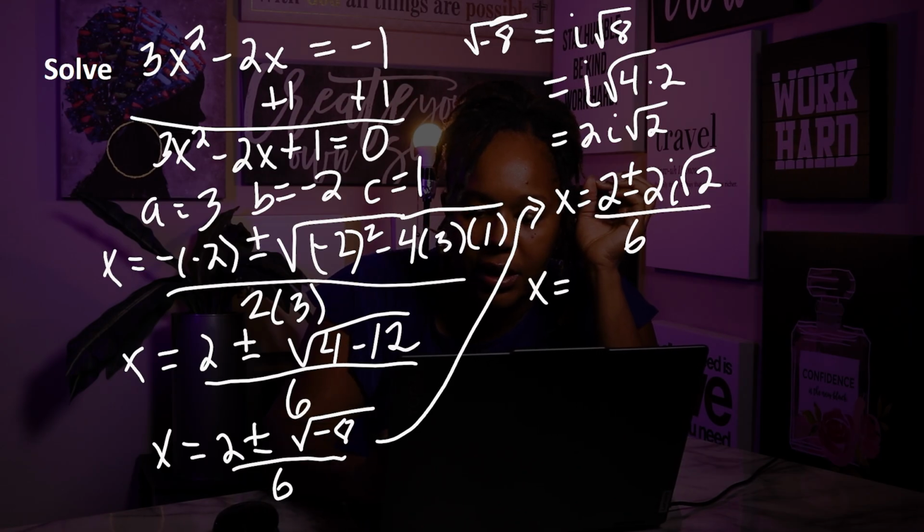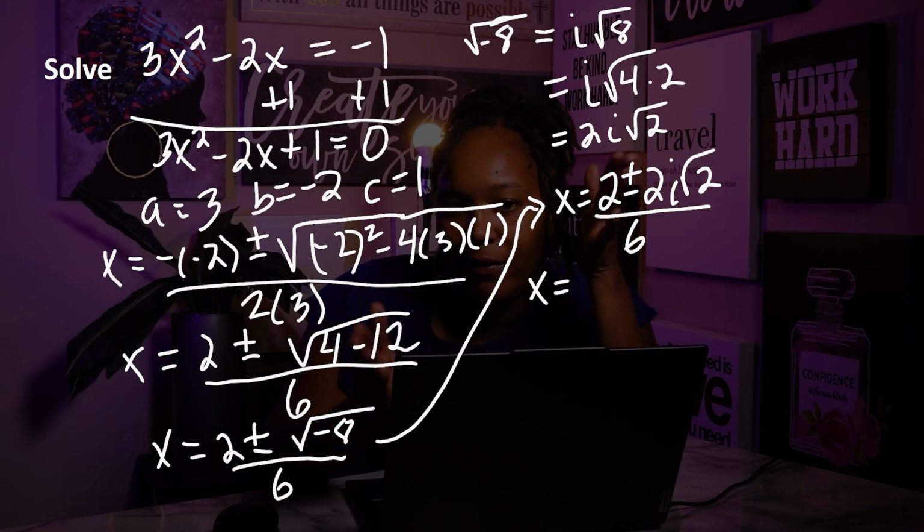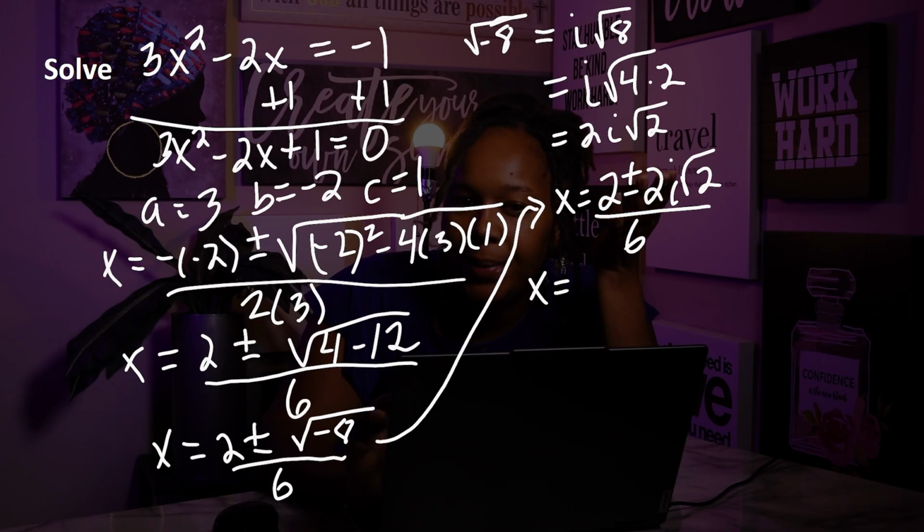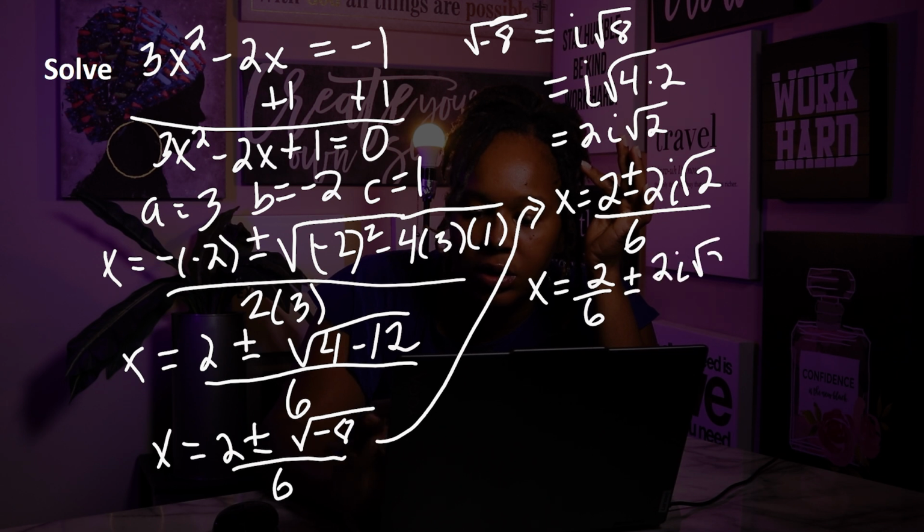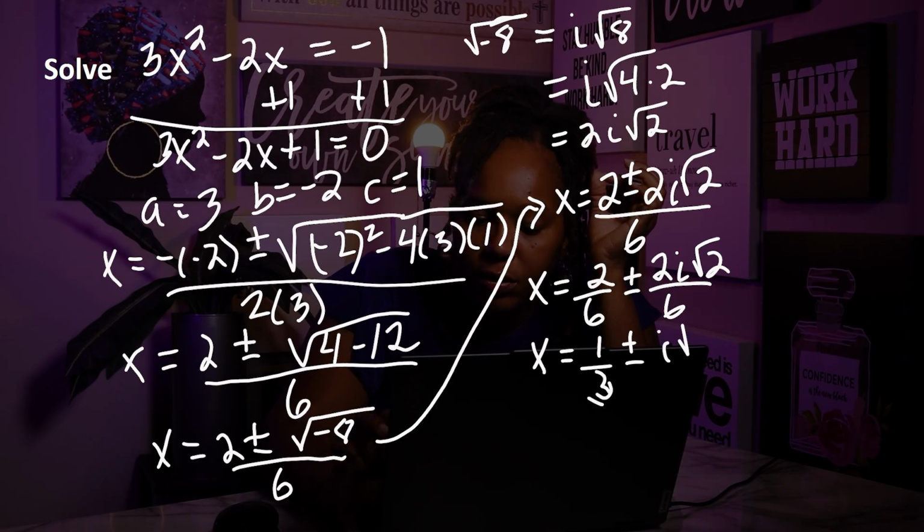And then that separates into, whenever you have a fraction, you have to break it up. Because it's a complex number, it has to be in the form of a plus bi. So you separate each part. That's 2 over 6 plus or minus 2i square root of 2 over 6. That 2 and that 6 can be reduced. 2 goes into both of those, so that becomes 1 over 3 plus or minus, that's a 3, i square root of 2 over 3.